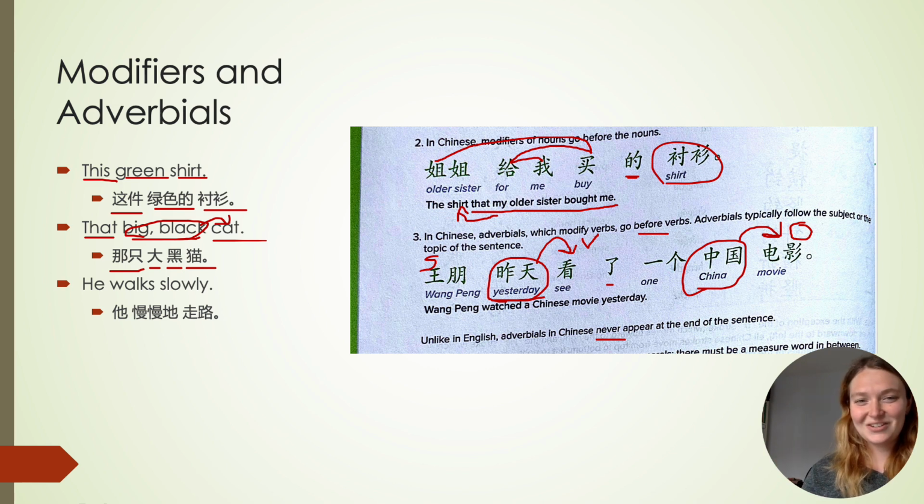Sounds complicated. Once you start using it, it'll make more sense. But this also applies to other adverbs like slowly. He walks slowly would be he, 他, slowly 慢慢的, walks 走路. So here we would say 他慢慢地走路, which is he slowly walks, instead of like in English where we would say he walks slowly. So just remember, modifiers like adjectives and adverbs go before the word that they modify. So those are rules number 2 and 3 that are important grammar rules.